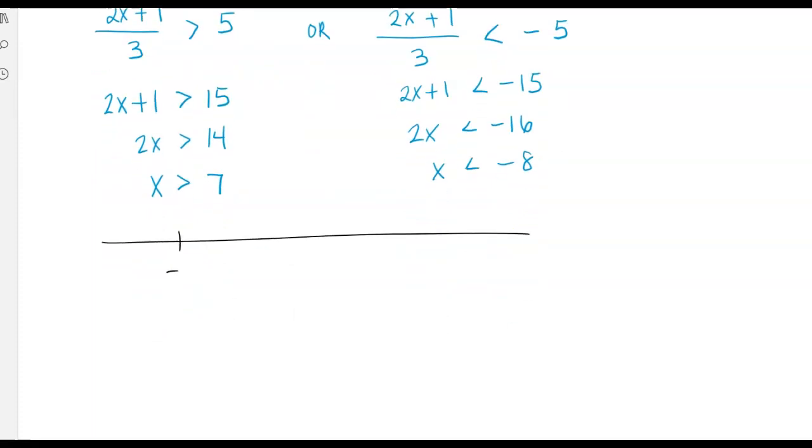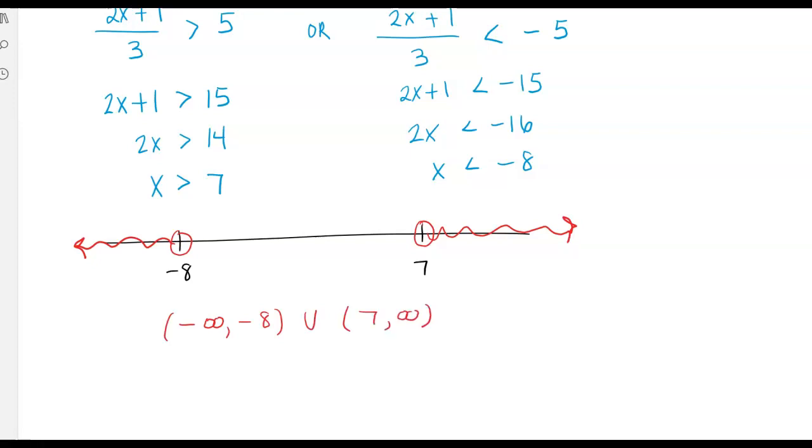Looking at the number line, I'm getting values that are greater than 7 or less than -8. So going from -infinity to -8, and from 7 to +infinity.